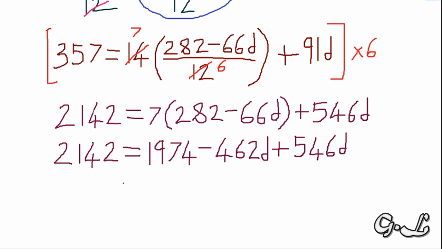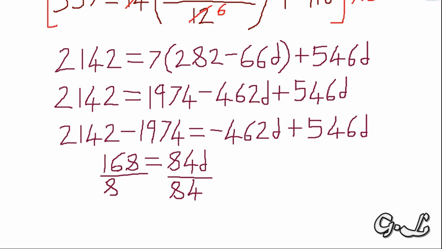So our main concern is to make D the subject, so that we can find the value of D. We're going to divide both sides of the equation by 84. On the right hand side, 84 is cancelling, and therefore when you do the calculations, 168 divided by 84 will give you the value of 2. So we have calculated the value of D. So D is equal to 2.